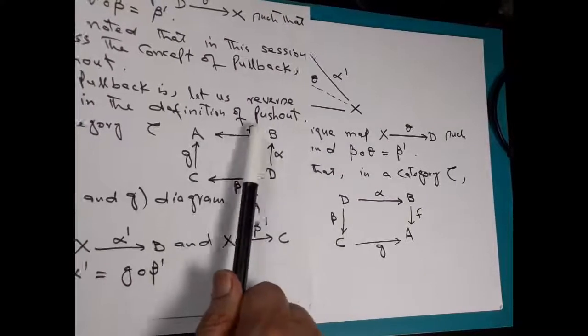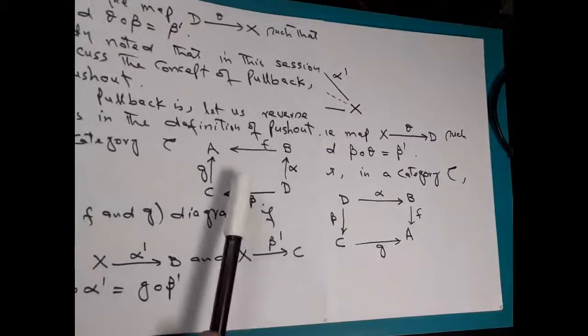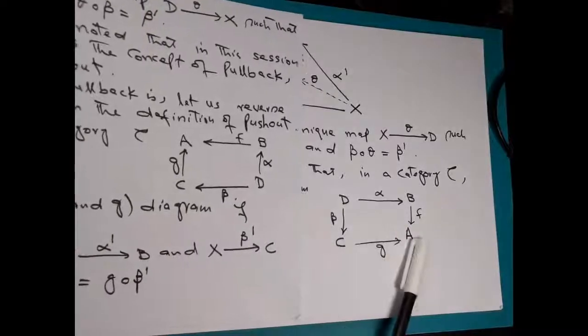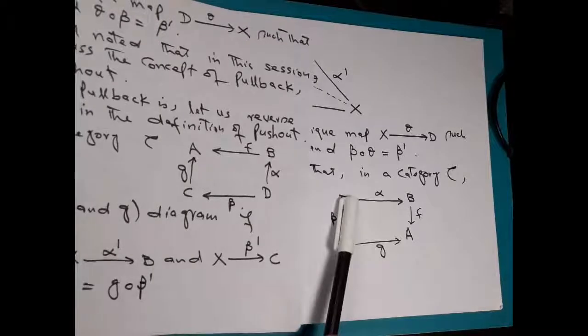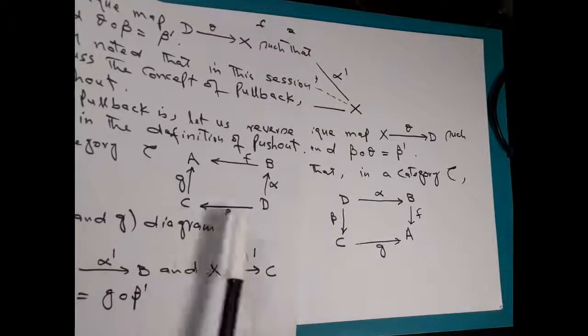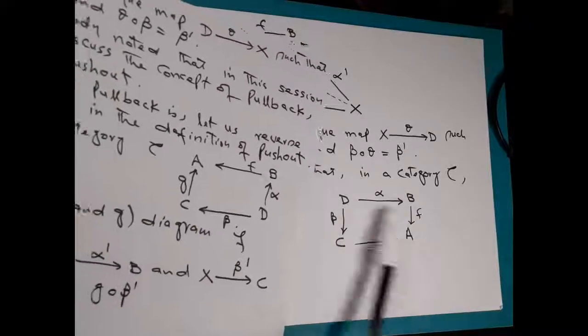There is arrow F from B to A. There is arrow G from C to A. Alpha is an arrow from D to B, and beta is an arrow from D to C. So this is the same diagram.